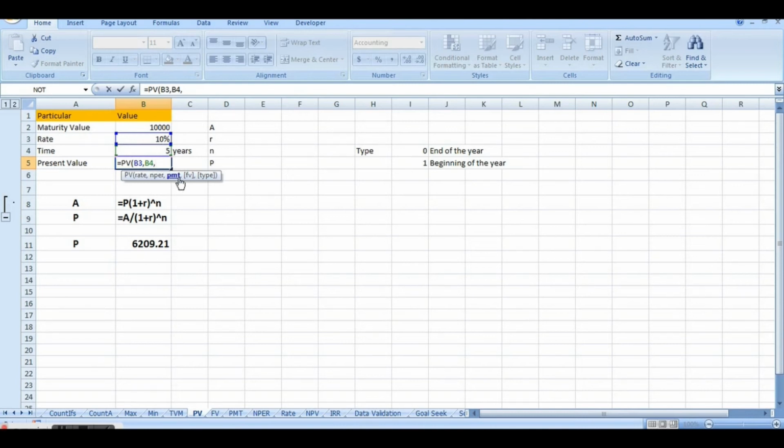Next you will see PMT. What is PMT? PMT is the payment that you have to make in between. But here we don't have to make any payment at intervals. So it will be 0. The future value we want is 10,000, comma. Now type. There are 2 types. Normally this is more applicable in terms of loan payment.